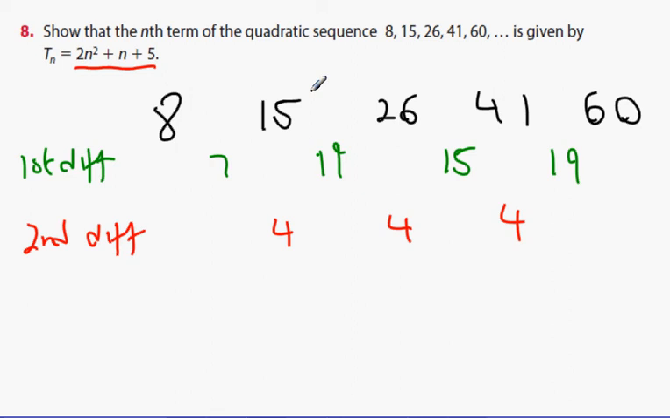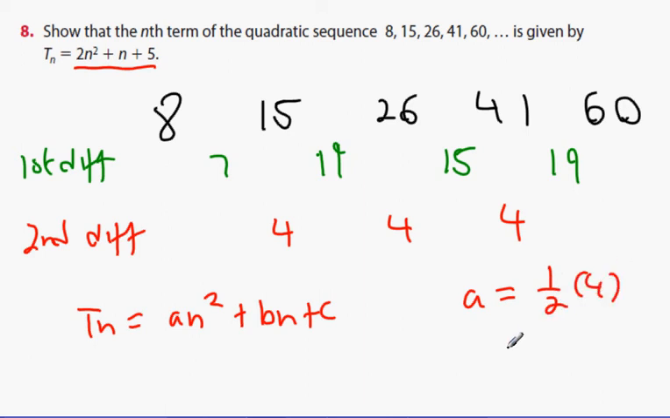Did you just plug in numbers, James? Say T1 gives you that, T2 gives you that. Yeah, but you should prove it from scratch though. I thought about doing that myself, but I'll just keep the same technique. Okay guys, what's our A value? 2. A equals a half of the second difference. It's a half of 4, so A equals 2. The 2 is proved. We next have to prove that B equals 1. And after that we have to prove that C equals 5. Okay, so let's go about doing this.